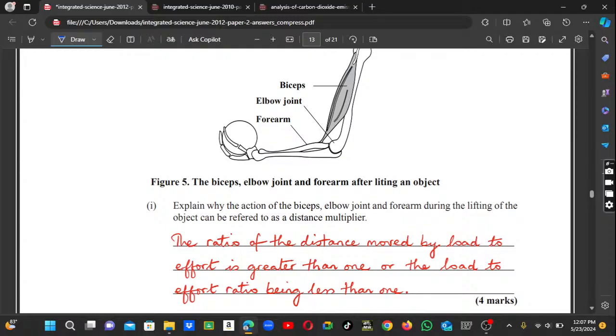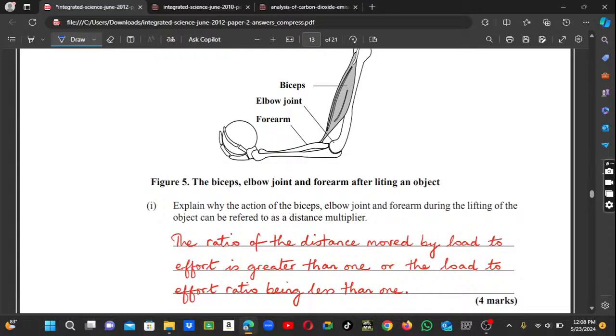And we are seeing that effort would be greater than 1, or the load to effort ratio would be less than 1. So we are talking about the ratio between the effort and the load. Therefore, we are talking about the bicep now. As we can see, the elbow joint will be under less pressure, and as the forearm moves, the bicep would contract.